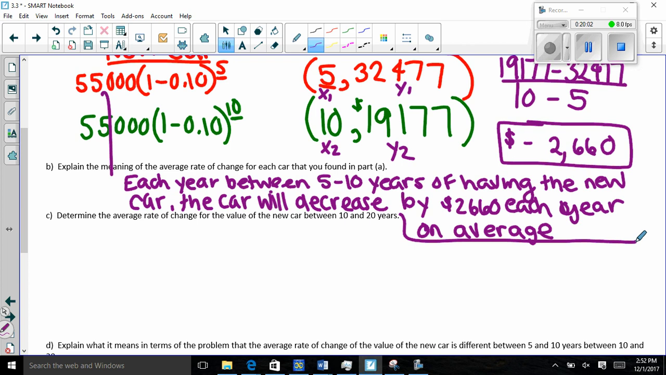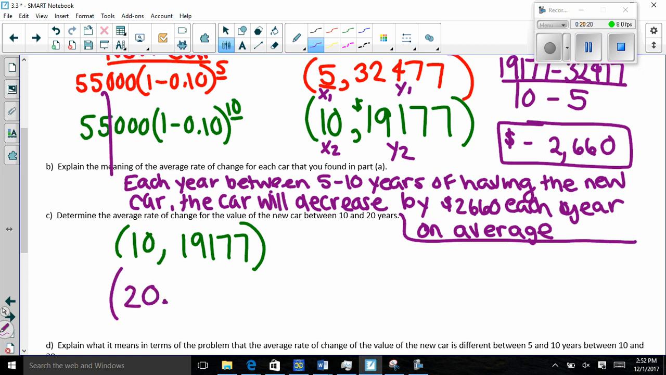So the next one says average rate of change for the value of a new car between 10 and 20 years. We already got 10 years right here. So 10, 19,177. And so now I need to find 20 years.